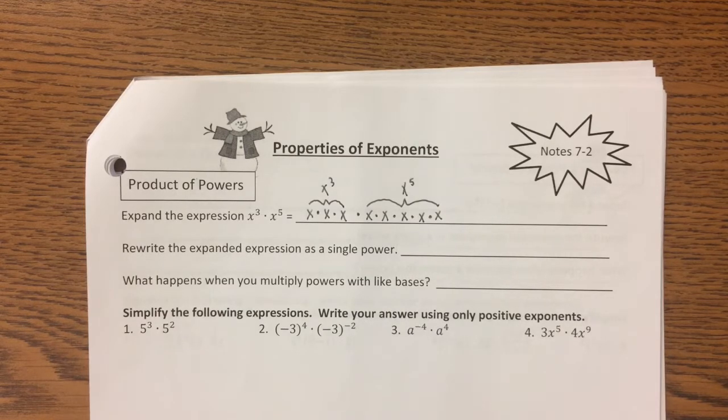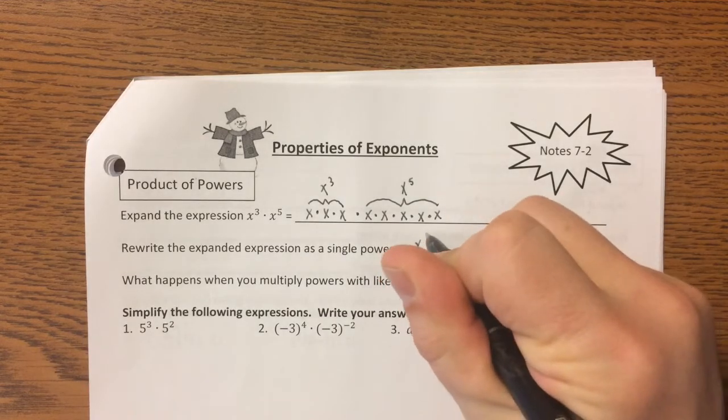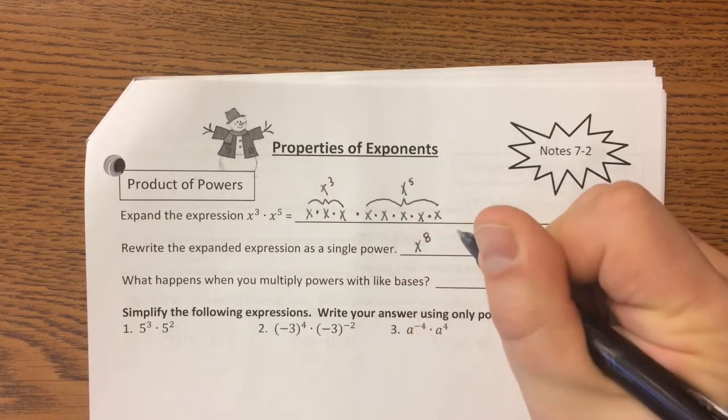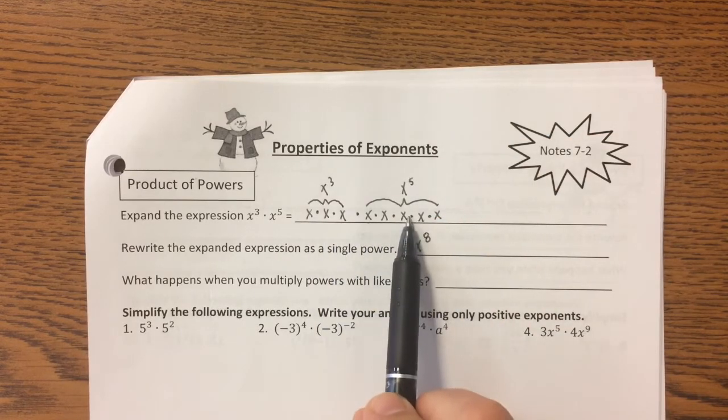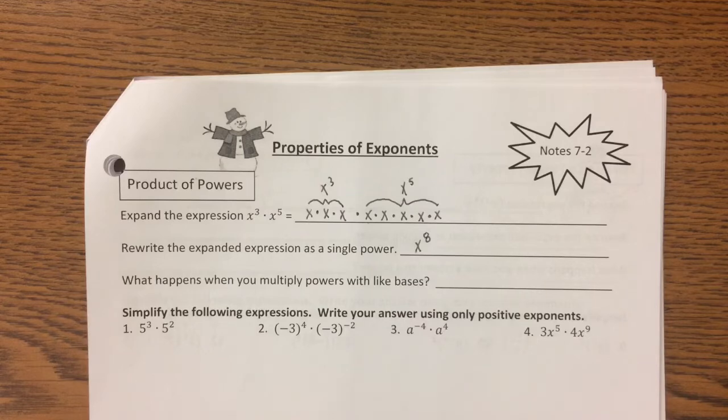So how do you suppose we're going to rewrite this or simplify this? Like how many x's total are we multiplying? 8 of them, right? So if I have x cubed times x to the fifth, that should equal x to the eighth, right? Because I'm multiplying 3 x's and then another 5 x's. So I've got a total of 8 of them.